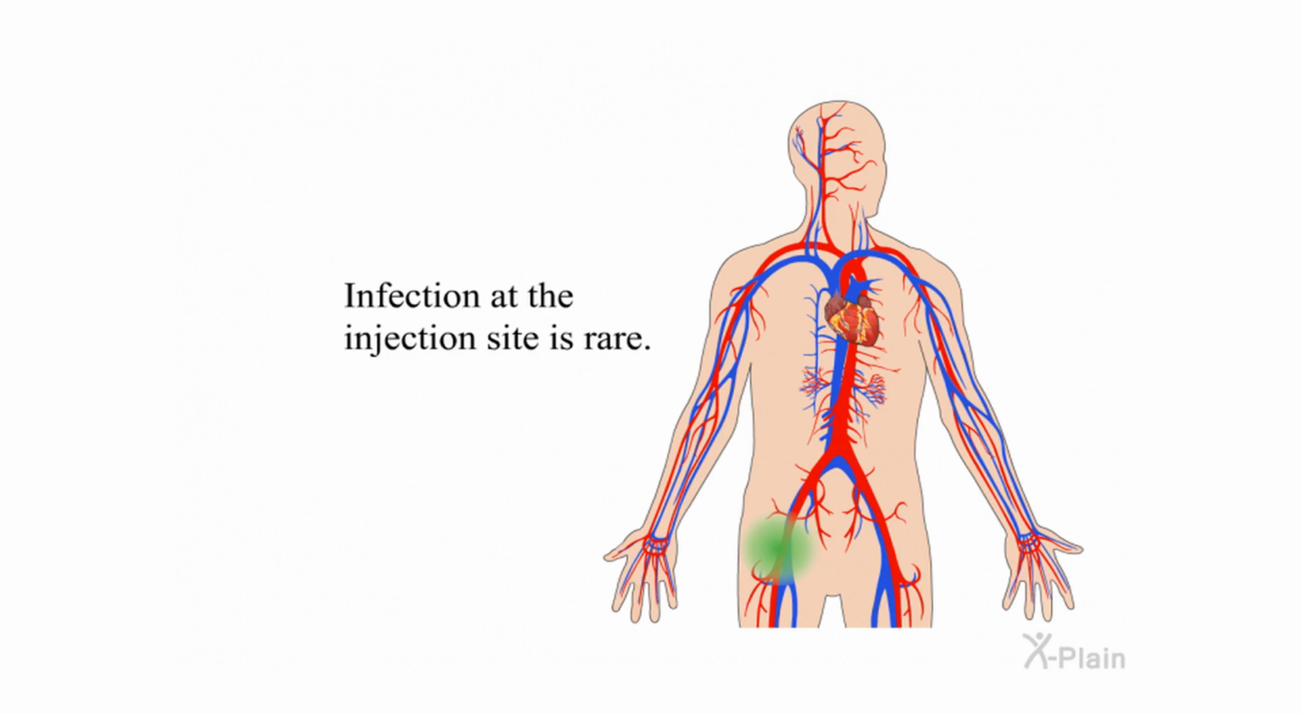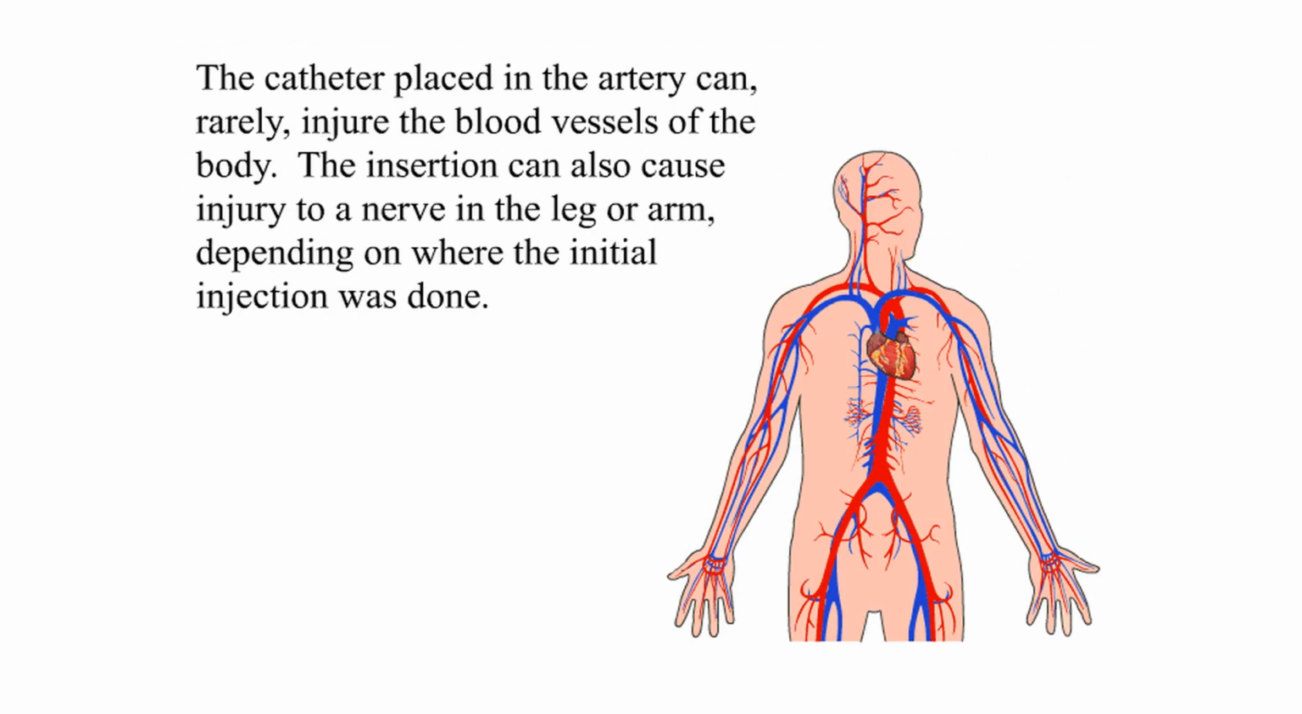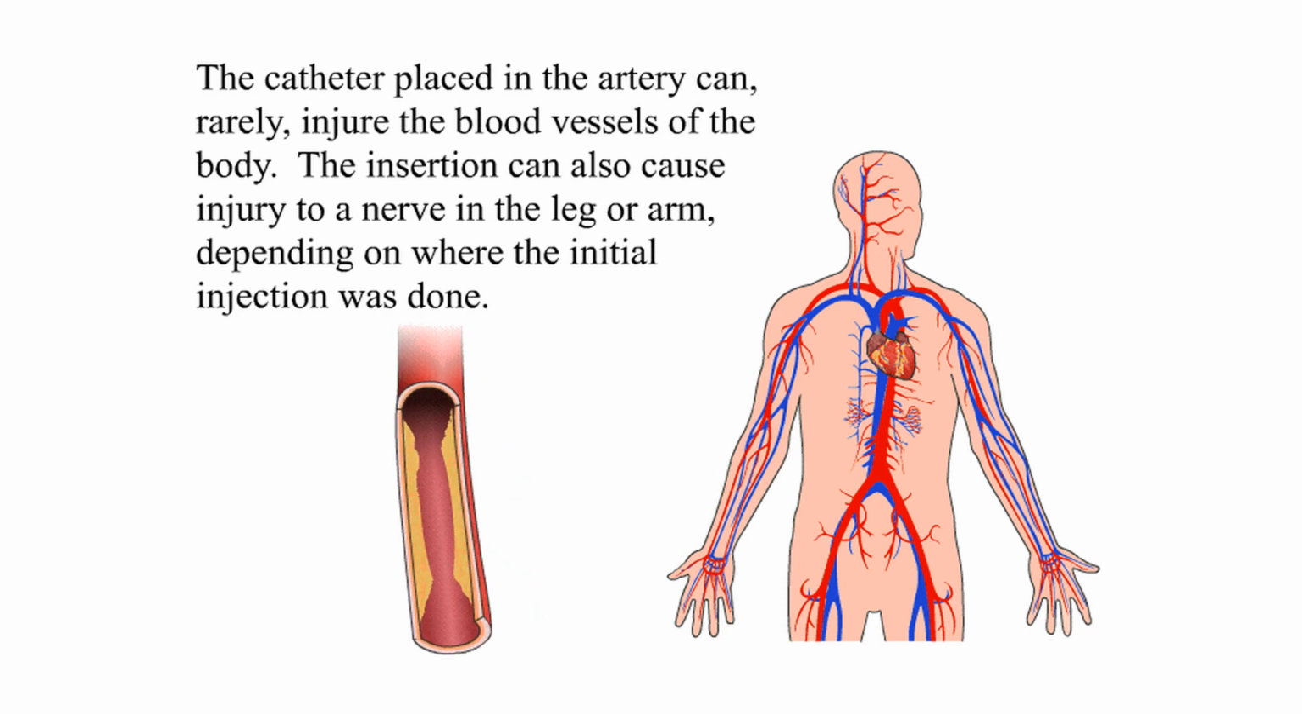Infection at the injection site is rare. The catheter placed in the artery can rarely injure the blood vessels of the body. The insertion can also cause injury to a nerve in the leg or arm, depending on where the initial injection was done.